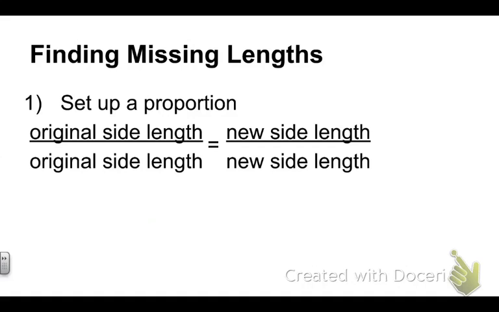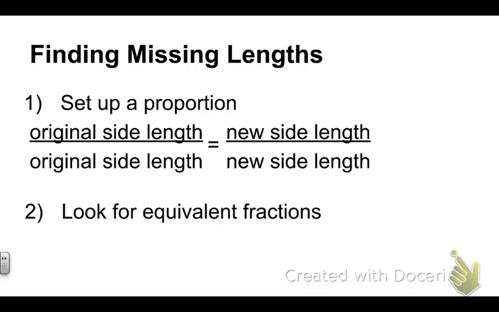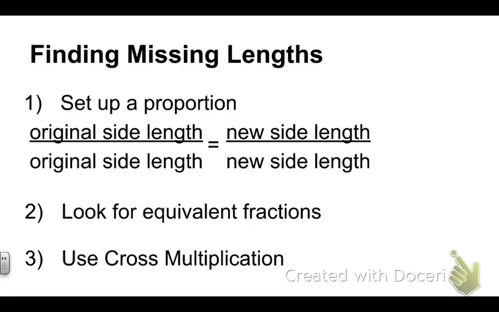That's one way that you can find a missing length. What I think is the easiest is look for equivalent fractions. That's pretty much what I just did. Going from 10 to 5, you're reducing it by 2. We don't need to set up a proportion for that. Find little shortcuts. And then the other one is to use cross multiplication. And I know you guys did that last year as well.